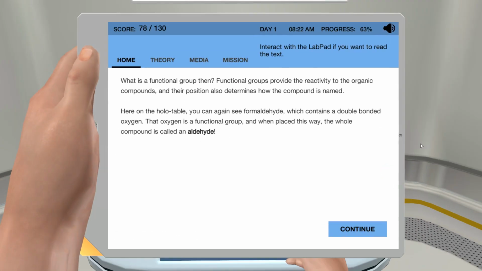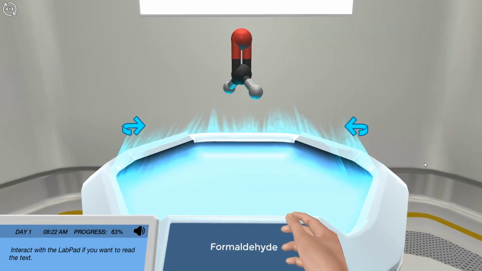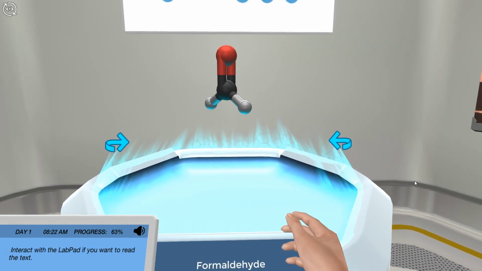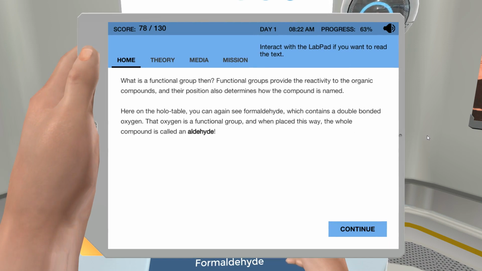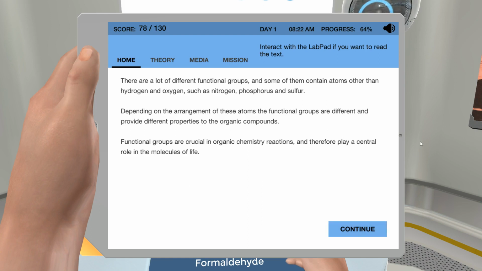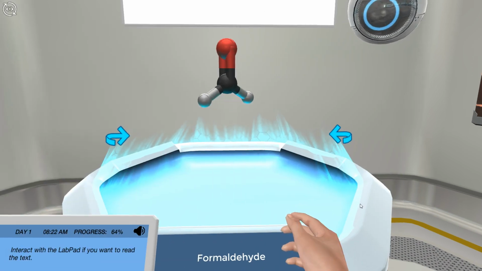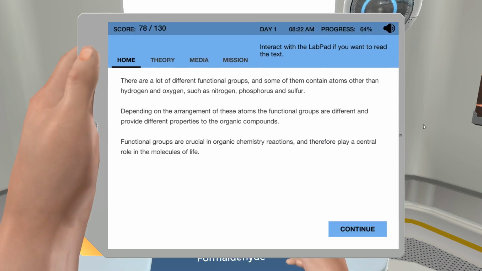What is a functional group then? Functional groups provide the reactivity to the organic compounds, and their position also determines how the compound is named. Here on the Holo Table, you can again see formaldehyde, which contains a double bonded oxygen. That oxygen is a functional group, and when placed this way, the whole compound is called an aldehyde. There are a lot of different functional groups, and some of them contain atoms other than hydrogen and oxygen, such as nitrogen, phosphorus and sulfur. Depending on the arrangement of these atoms, the functional groups are different and provide different properties to the organic compounds. Functional groups are crucial in organic chemistry reactions, and therefore play a central role in the molecules of life.